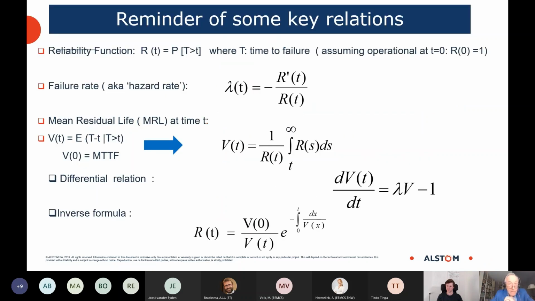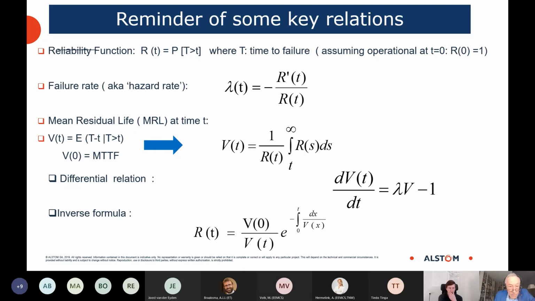So first we have to recall a few key relations which link together the various quantities that we are interested in. First of all, the reliability function, of course, R of t is the probability that the time to failure, capital T, exceeds little t. So R of 0 is 1, etc. As t goes to infinity, it goes to 0, it's decreasing. The failure rate or hazard rate is the opposite of the quotient of the derivative of R to R of t. Then we have the mean residual life, which is an integral, so it's a conditional expectation. And V of 0 is the MTTF, mean time to failure.